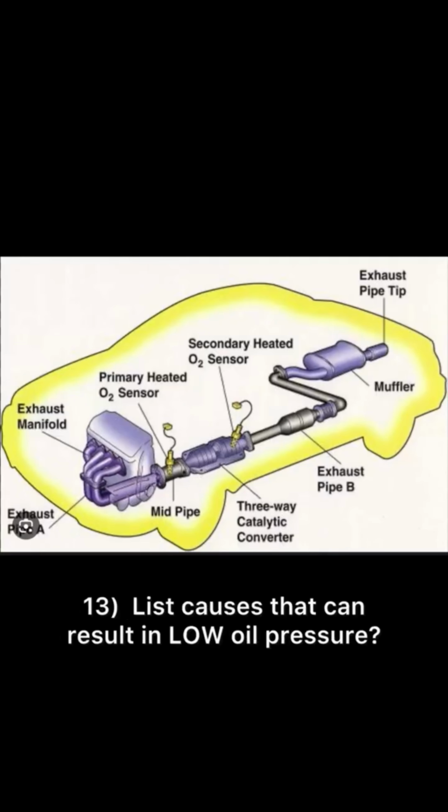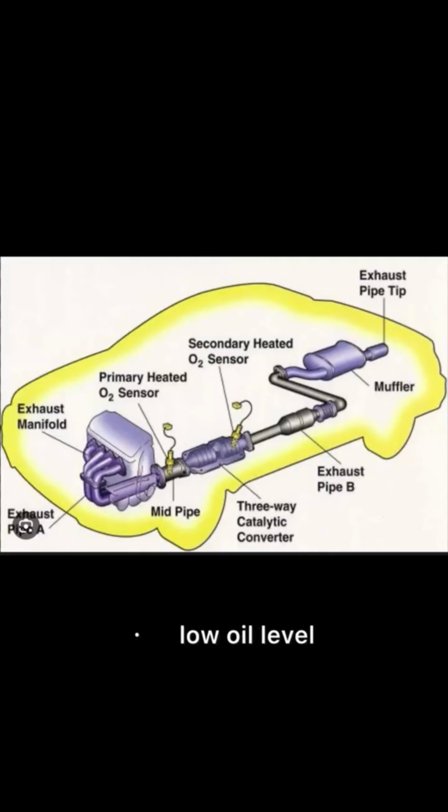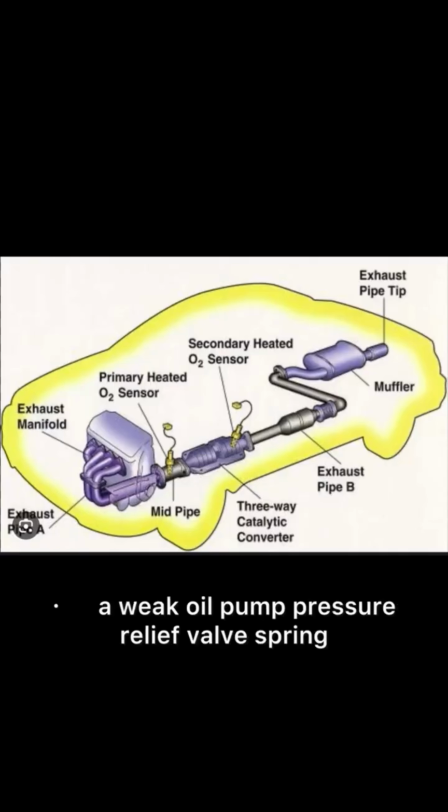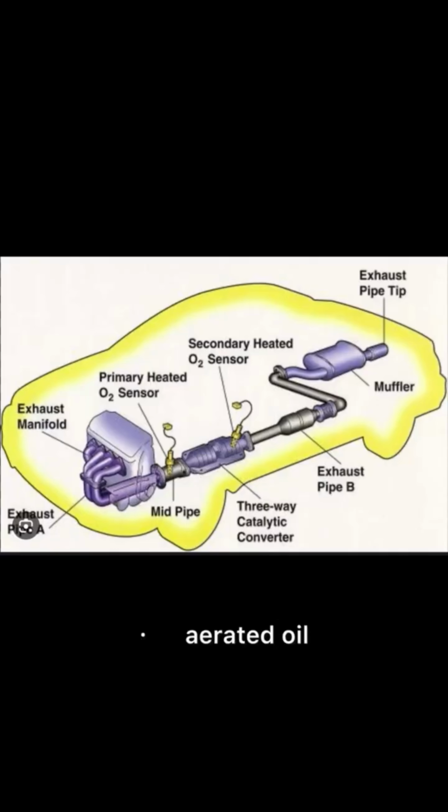13. List causes that can result in a low oil pressure: low oil level, improper oil viscosity, a worn pump, worn engine bearings or shafts, a blocked oil pump inlet, a weak oil pump pressure relief valve spring, aerated or... 14. What is a PCV system and how does it work? Positive crankcase ventilation system allows HC in the crankcase to be drawn into the engine and burned, maintains crankcase pressure.